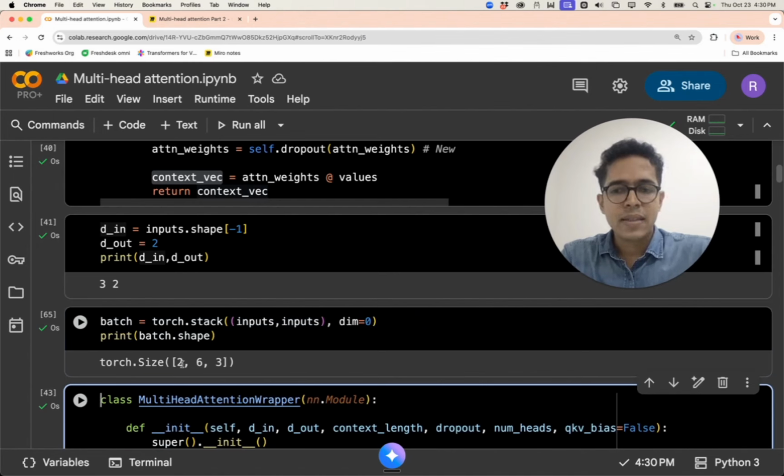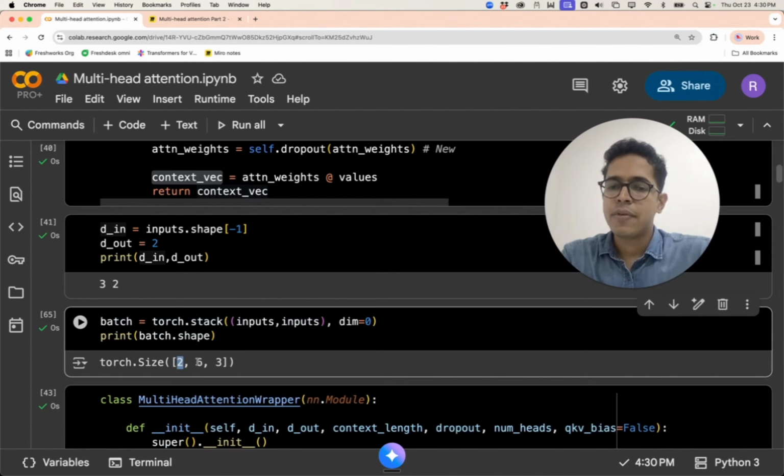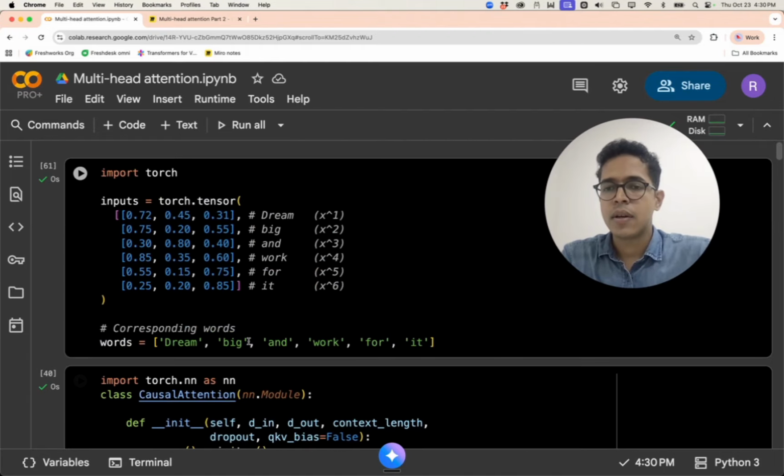Now, if the batch size is 2, and if the number of tokens per batch is 6, and if the dimensionality of each token is 3, okay? And now these are my inputs. These 6 vectors in 3 dimensions, they are my inputs.